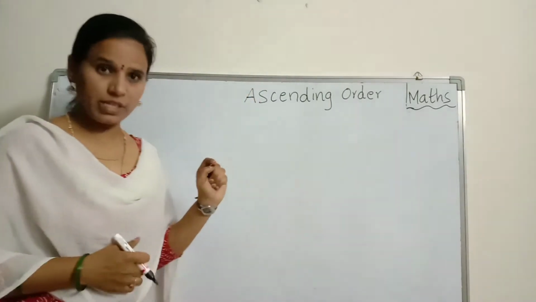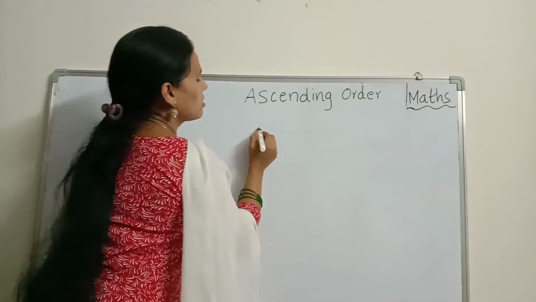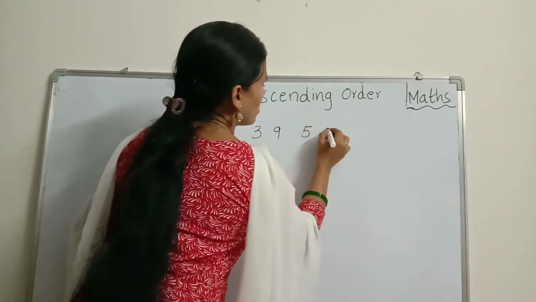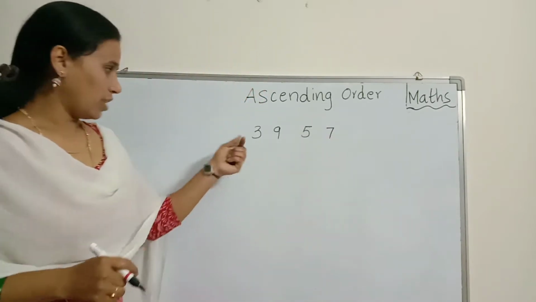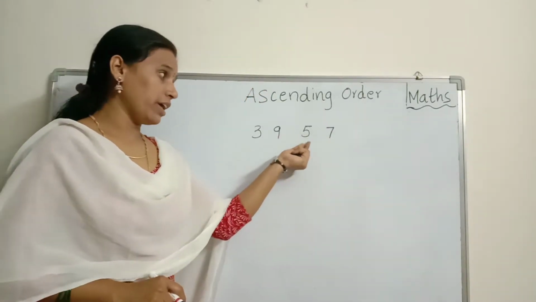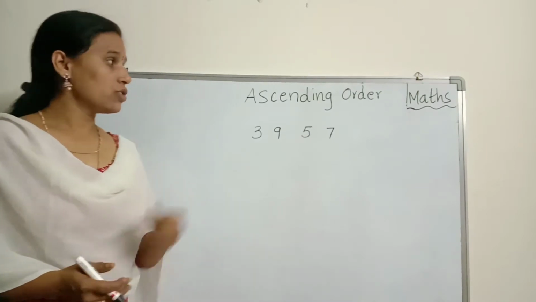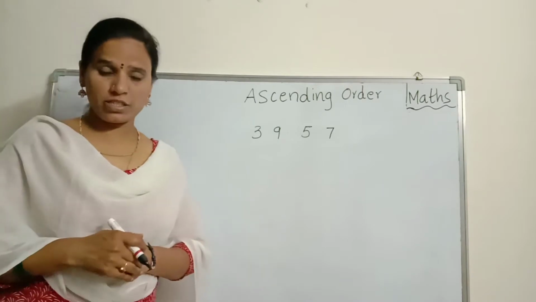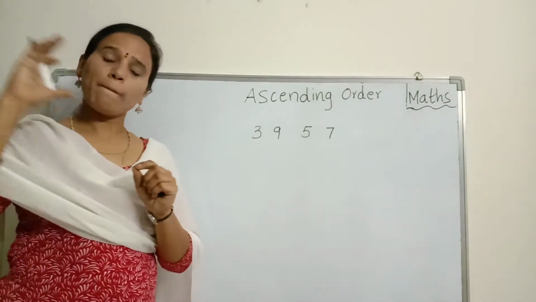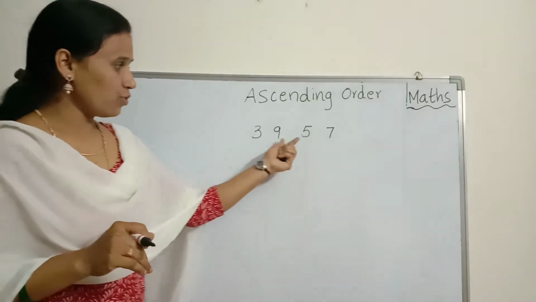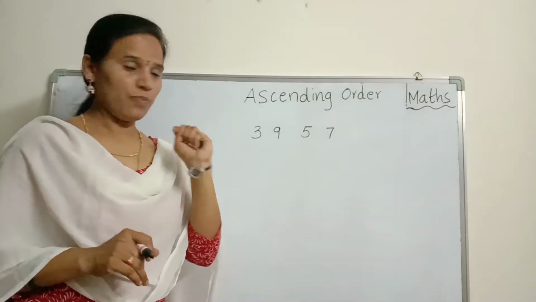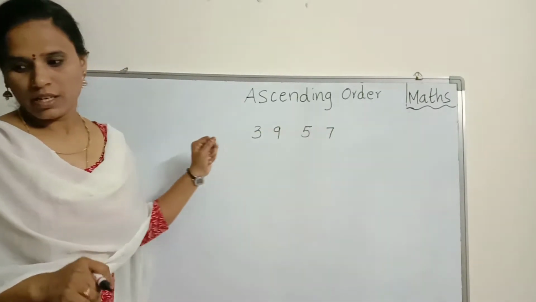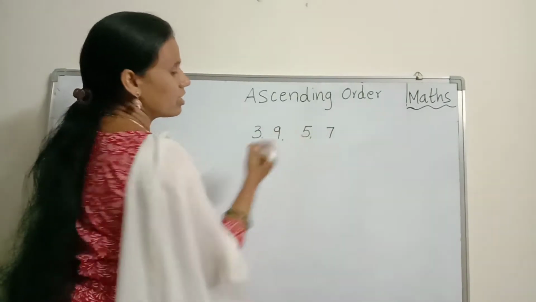Like that, numbers also, see. First 3, 9, 5, 7. We have 3, 9, 5, 7. You can arrange in ascending order. What do you mean by ascending order? When we arrange numbers from small number to big number, right? In these 4 numbers, we have only single digits, no? See, 3, 9, 5, 7. These are single digits.